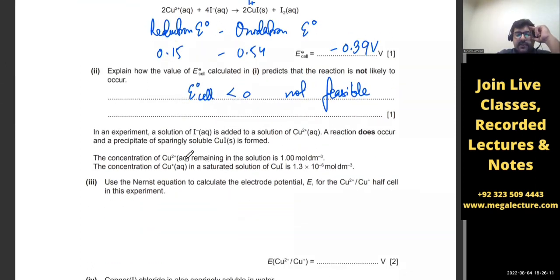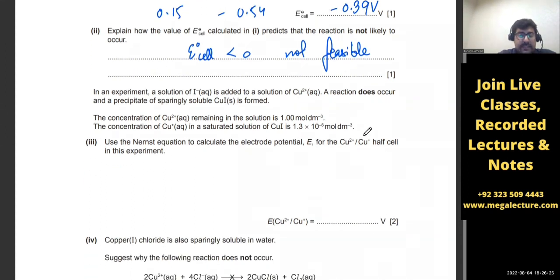And he's saying the concentration of copper 2 plus remaining in the solution is 1 mole per dm cube, and the concentration of copper 1 plus ions in a saturated solution is 1.3 times 10 power minus 6 mole per dm cube. Use the Nernst equation to calculate the electrode potential of the copper. So the thing is, he's doing this reaction, but under non-standard conditions. It was 0.15 volts. So he's doing this reaction under non-standard conditions where he mentions copper 2 plus as 1 mole per dm cube.